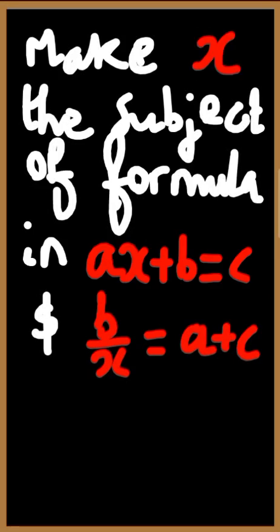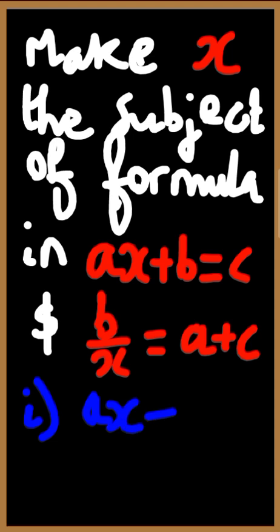Make x the subject of formula in ax plus b equal to c and b all over x equal to a plus c. That means we have to make x the subject of formula in the two equations. For the first one, we have the equation ax plus b is equal to c.